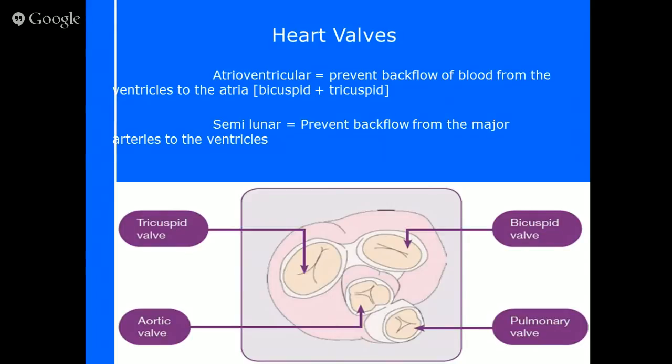atrioventricular valves. Then you've got the semilunar valves, and these are the ones that are going to prevent backflow from major arteries back into the ventricles. So these include the pulmonary valve and the aortic valve. And these are the ones that I showed you on the diagram as you see them going up into the aorta, for example. Now let's have a look at this diagram below.